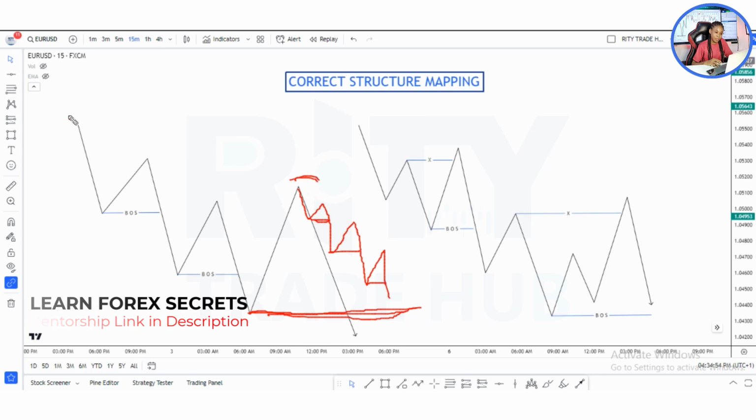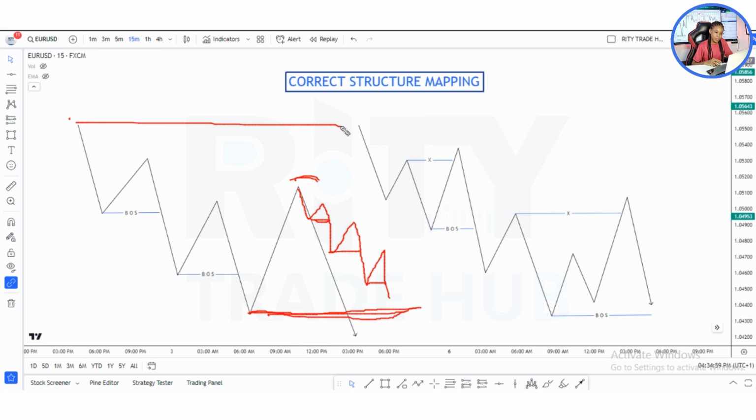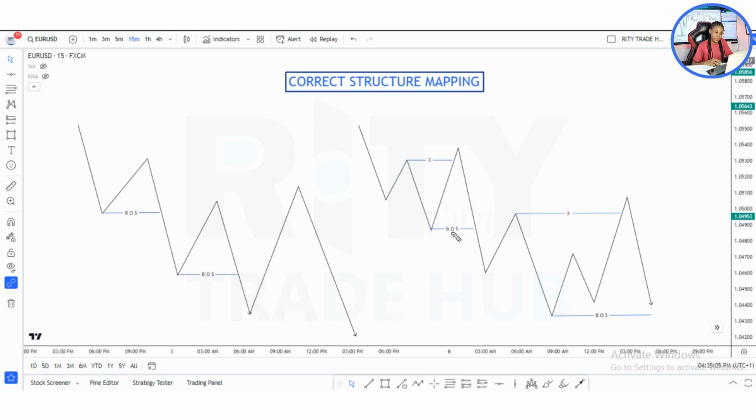So if there is a major structure break around here, this remains our major high, and all of these are internal structures. Guys, I hope you're following. So let's take a look at the next scenario.